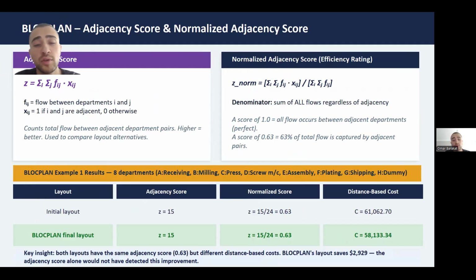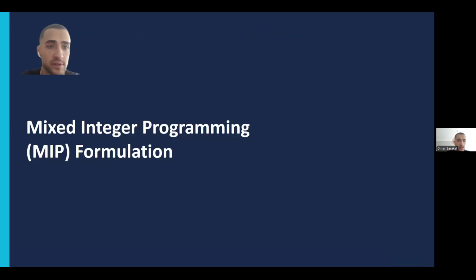Now, BLOCKPLAN's unique conversion procedure turns a quantitative from-to chart into a qualitative relationship chart through 5 steps.